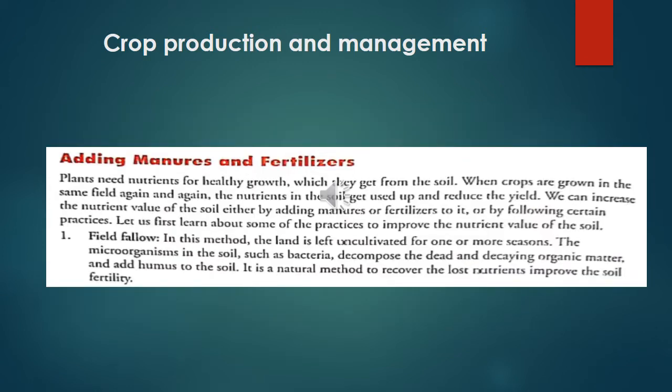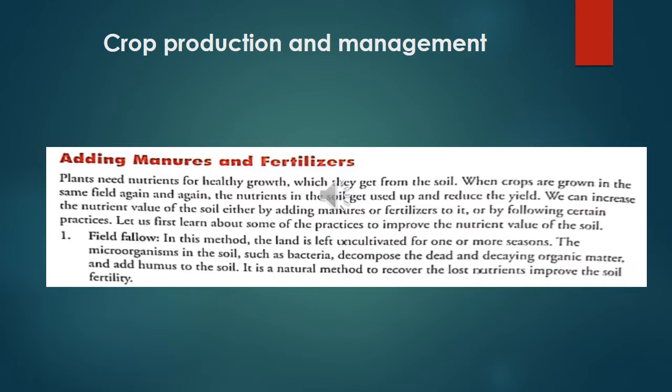Let's discuss again adding manures and fertilizers. This thing we have already learned: plants need nutrients for healthy growth and they get them from the soil. When crops are grown in the same field again and again, the nutrients in the soil get used up and reduce the yield, means production. We can increase the nutrient value of the soil either by adding manures or fertilizers or by following some practices. Let us discuss some of the practices to improve the nutrient value of the soil.